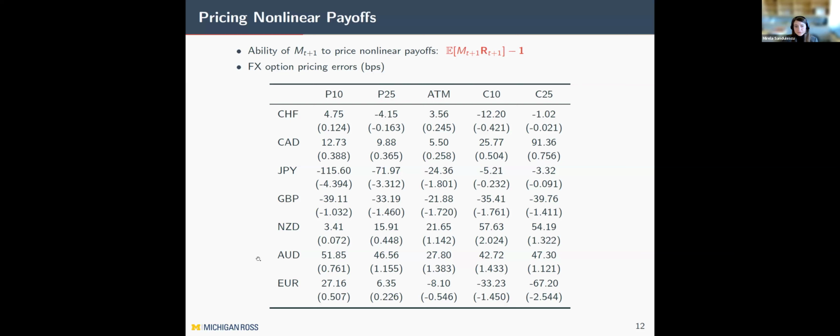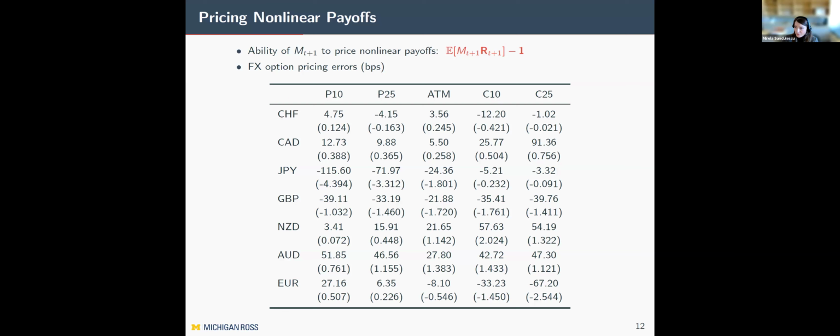So you can see that for the vast majority of these test assets, we cannot reject the null that these pricing errors are going to be 0, meaning that with our stochastic discount factor, we will be able to price nonlinear payoffs. This is unconditionally.